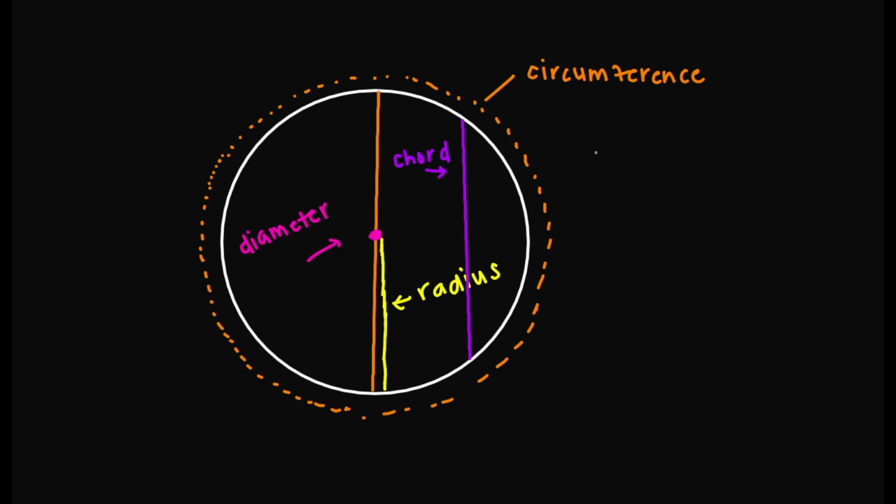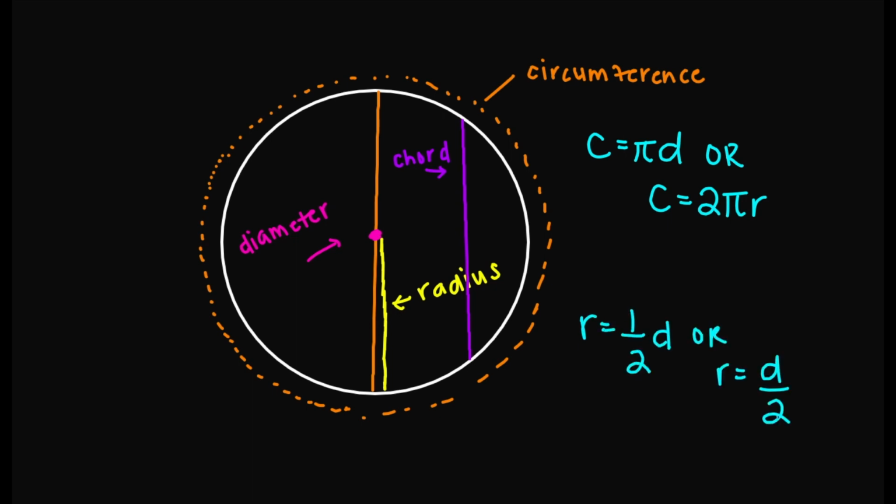When it comes to the formula for your circumference, you're going to notate your circumference as the letter C, and that's going to equal pi times your diameter, or you can also use this formula here, C equals 2 pi r. If you're looking for the radius and you have your diameter, that's going to be r equals 1/2 of your diameter, or you may see it as r equals your diameter over 2.